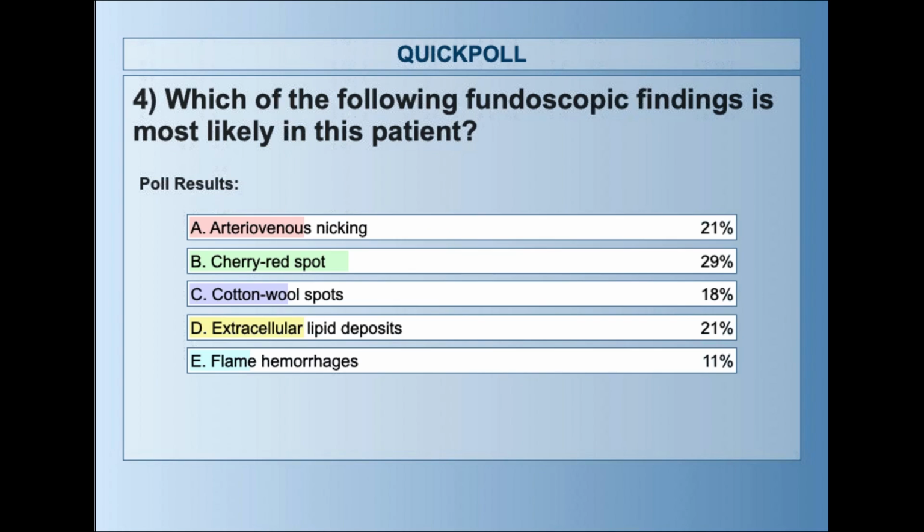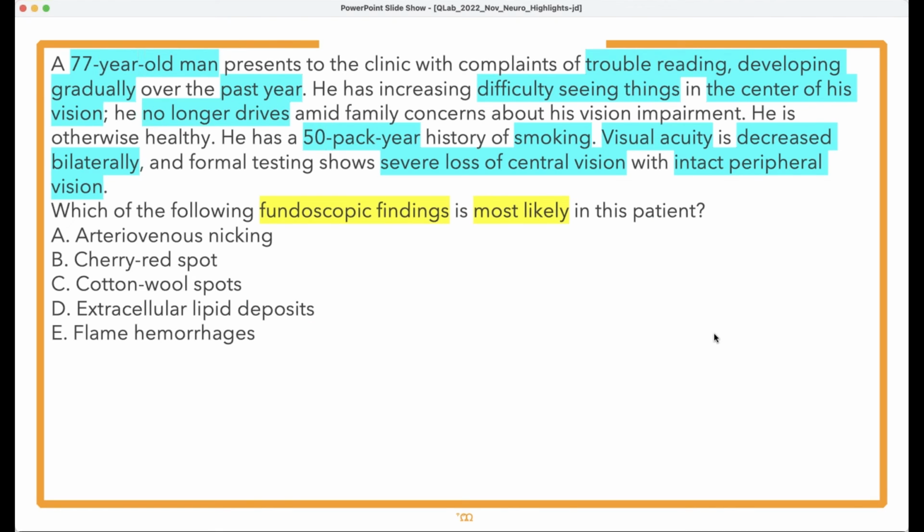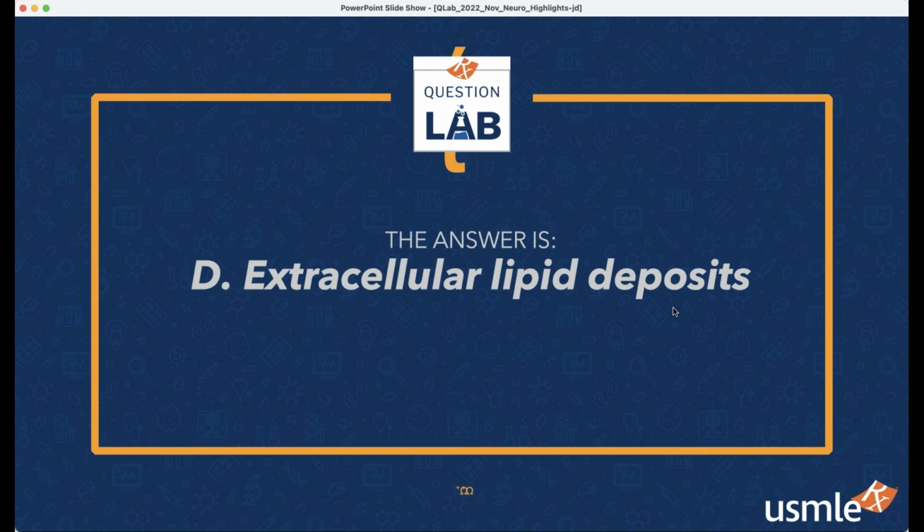You're going to see here that it's pretty even. Almost a third of you went with cherry red spot, but extracellular lipid deposits and arteriovenous nicking were not far behind. Every answer choice received double-digit percentage votes. So I'm going to hide those results and reveal the answer. The answer is choice D, extracellular lipid deposits. This was clearly the toughest question of the night, and we're going to need to spend a little time with this one, Paris.